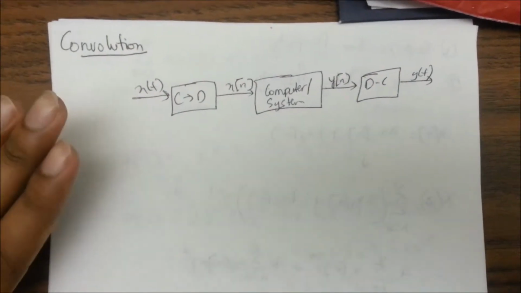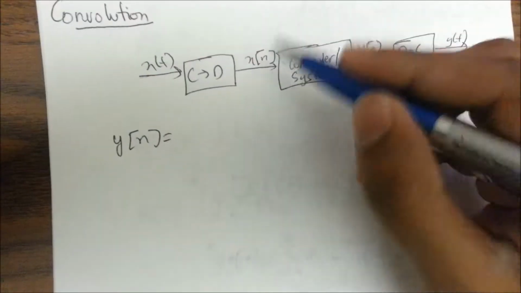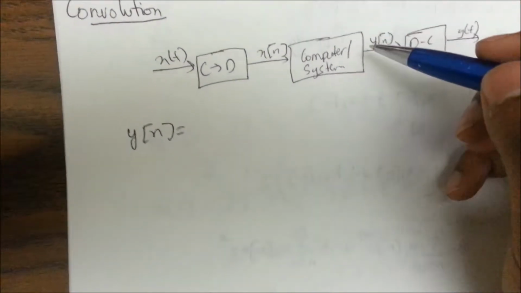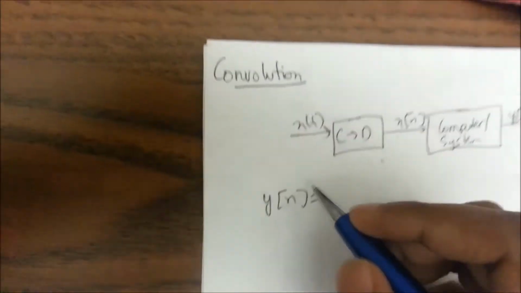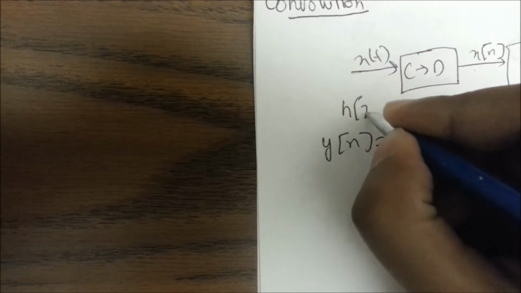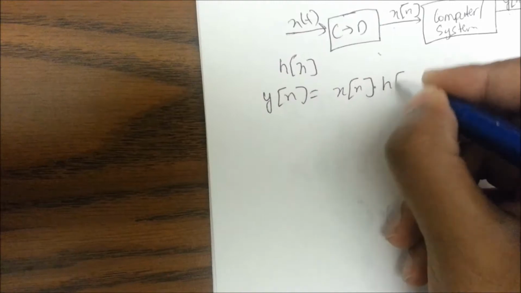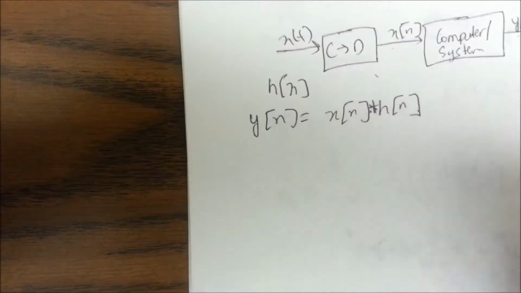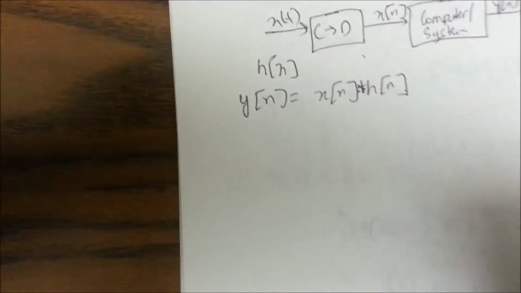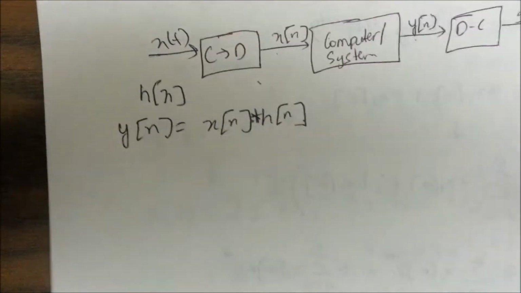Now, the convolution is the process of getting y of n. This process is generally the convolution part, where you get y of n in terms of x of n and the filter. Generally, if the filter is h of n, you have y of n equals x of n times h of n. But it's not just multiplication, it's the convolution of these two. Let's go over an example of the traditional way, and then I'll show how it's done in the Z domain.